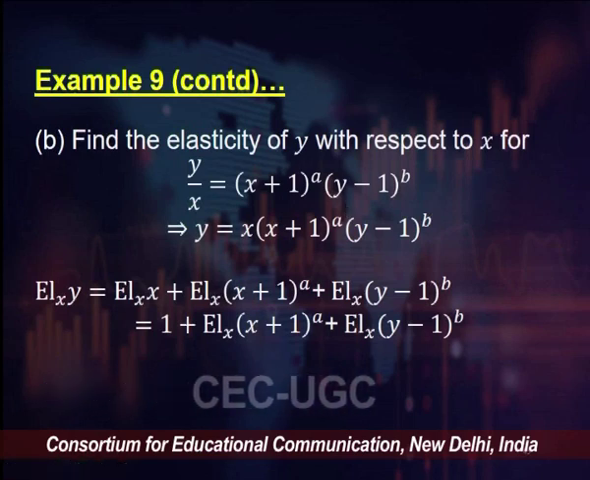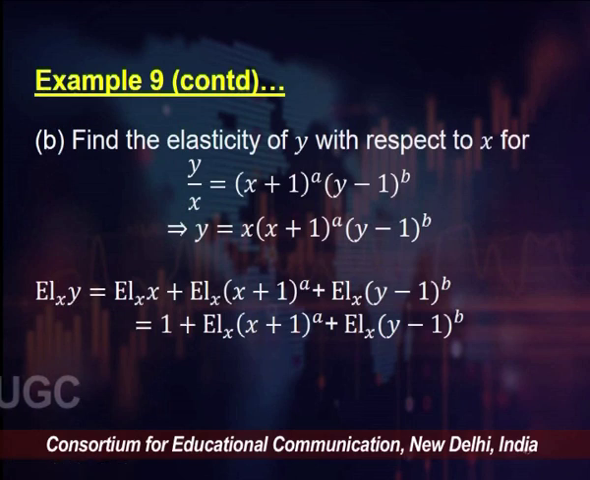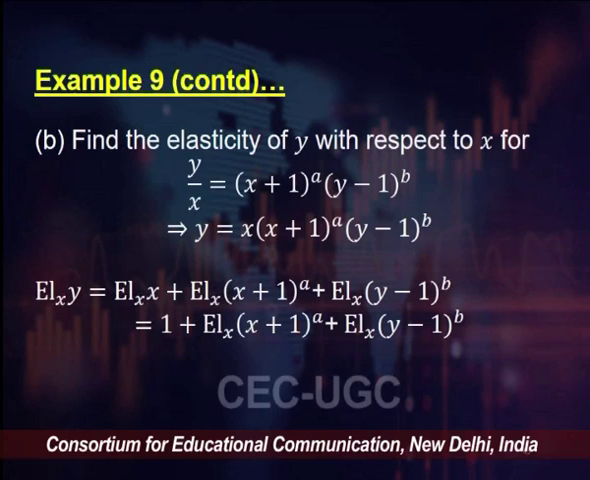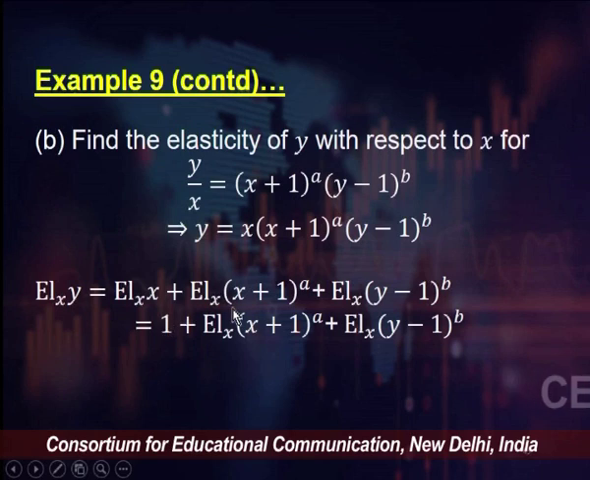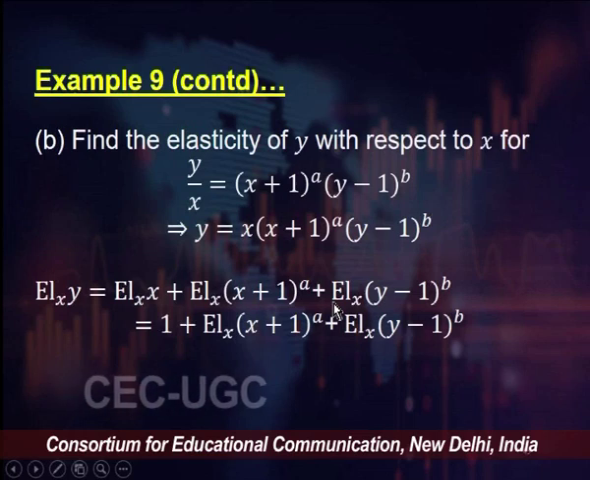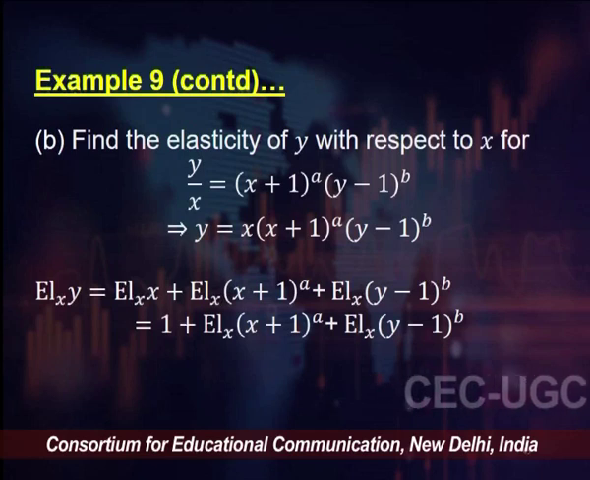And this in turn implies that y is equal to x times x plus 1 to the power a times y minus 1 to the power b. So, elasticity of y with respect to x, because it's a product of three functions, is going to be the elasticity of x with respect to x plus the elasticity of x plus 1 to the power a with respect to x plus the elasticity of y minus 1 to the power b with respect to x.